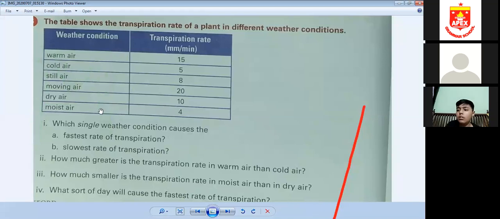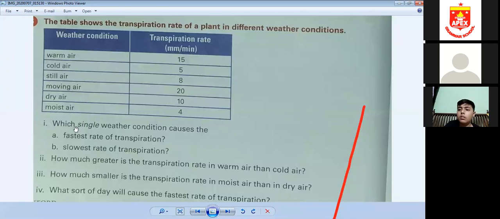But if it is moist air, if it contains a lot of water, because of that it will be 4 millimeter per minute. So we have to follow this table, and then we have to find the answers.